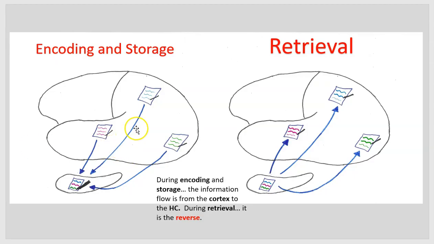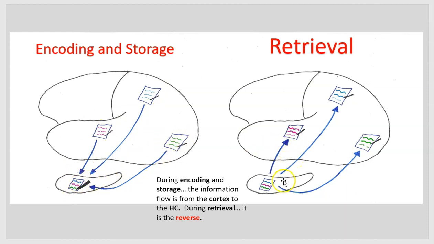Notice, during encoding and storage, the information flow is from the cortex to the hippocampus. During retrieval, it is the reverse. So over on the left here, during encoding and storage, it's the cortex that is sending information down to the hippocampus. Of course, there are axons carrying electrical signals, right, from the cortex down into the hippocampus.